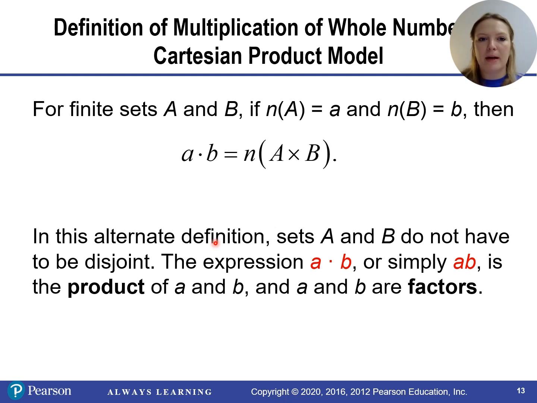Okay, so when we think about the definition of multiplication using this Cartesian product model, essentially sets A and B don't have to be disjoint. They can have things overlapping. The expression A times B, or just AB, is the product, and A and B are called factors.